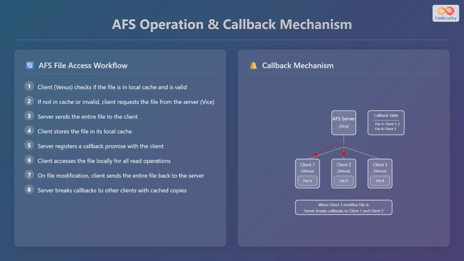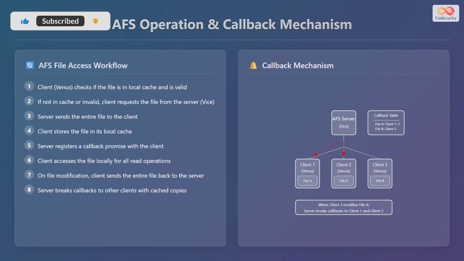Let's take a look at the Andrew File System's operations. When a client wants to access a file, the client, also known as Venus, checks if the file is in the local cache and is valid. If it is not in the cache or if it is invalid, the client requests the file from the server, also known as Vice. The server then sends the entire file to the client. The client stores the file in its local cache. The server then registers a callback promise with the client.